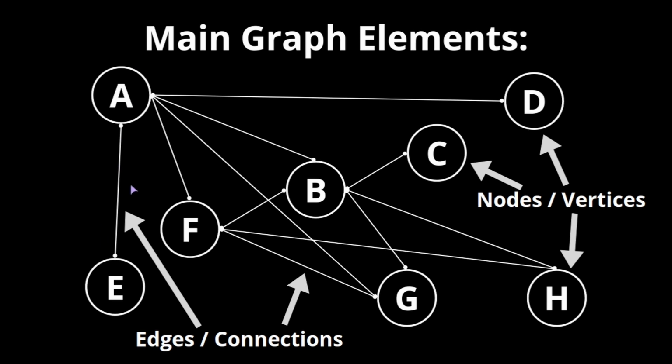And the unweighted part means that the graph edges and connections have no weights, meaning that all the distances are equal within it, between each node. So going from A to D is the same cost as going from A to E or A to F or A to B, and etc.